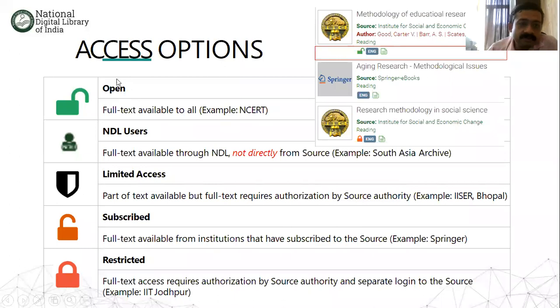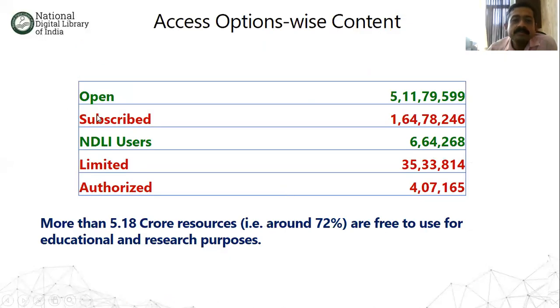As far as our concern, we have to think about only open and NDLI uses. Okay. Now you see access options by option wise contents. Now you see here open almost 5 crore 11 something, and NDLI uses more than 6 lakh.